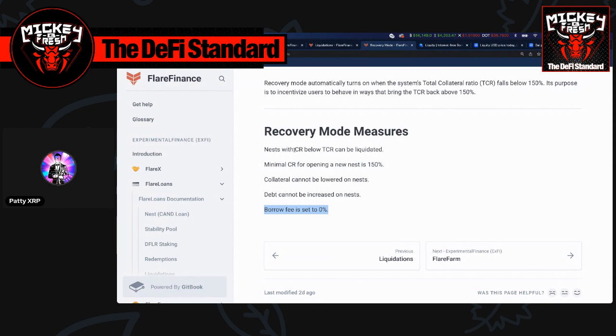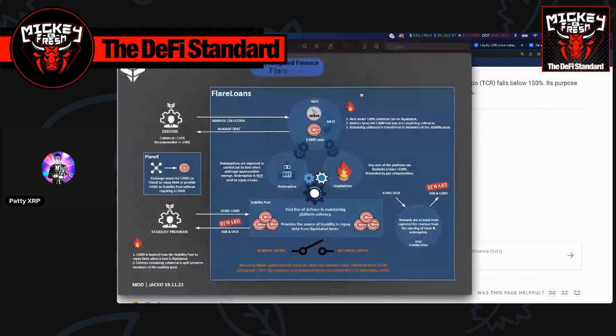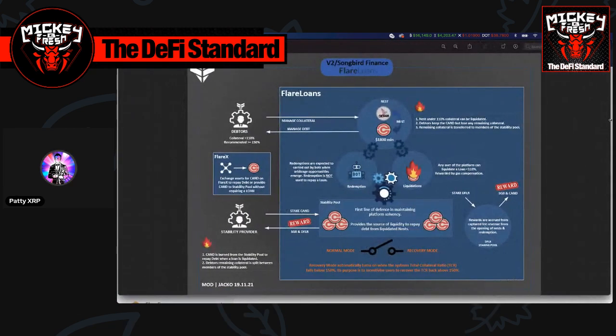This may be something that, let's say you're looking at taking a loan and maybe the TCR is floating around like 153%. Certainly, you could watch and see if it falls below to 149% and take advantage of a free loan. So I think that's an interesting component as well. And moving into our diagram here, so you guys can see kind of the flows of how this works.